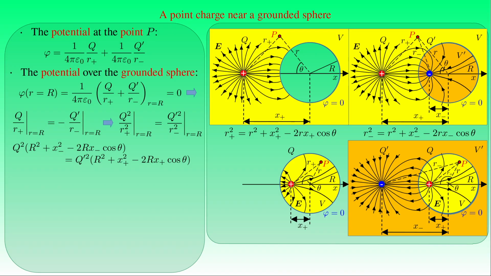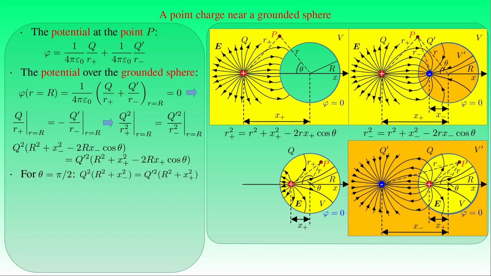This is a general condition which holds for any angle theta. Then it must be true for a given value of theta as well, and we can choose some convenient value to reduce the equation to a simpler form. For theta equals pi over 2, cosine theta vanishes and the condition becomes the equation stating that q squared times the sum of R squared and x sub minus squared is equal to q prime squared times the sum of R squared and x sub plus squared.